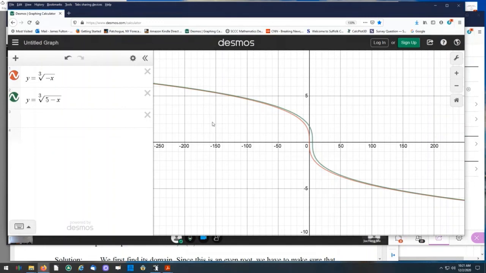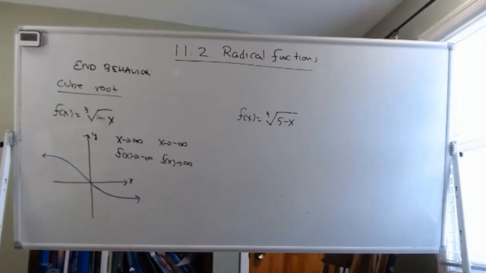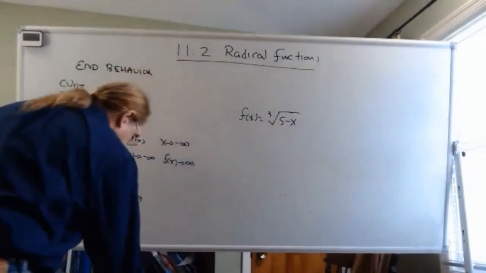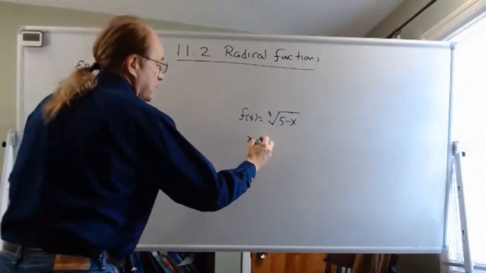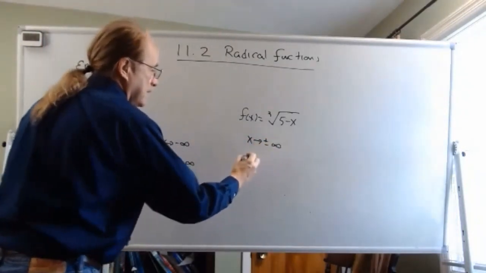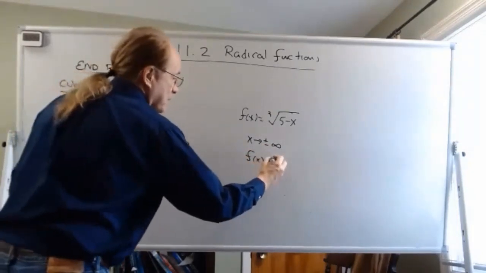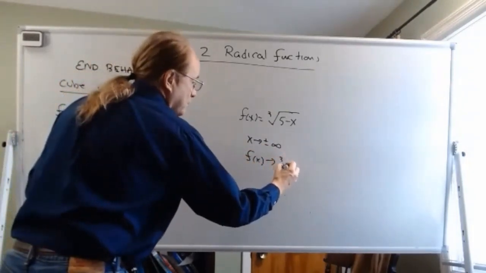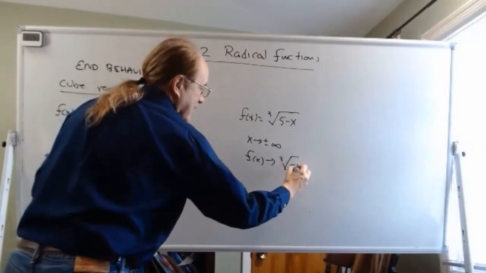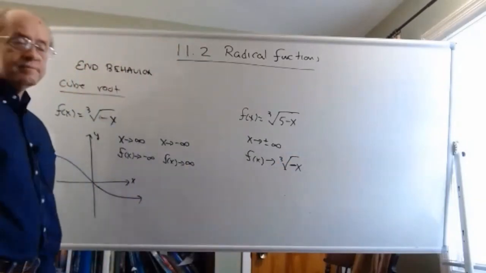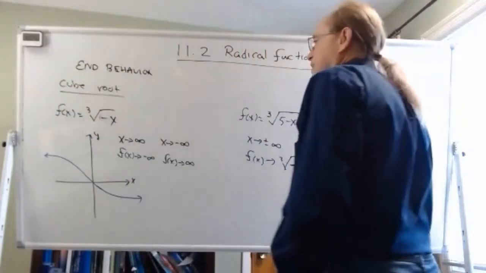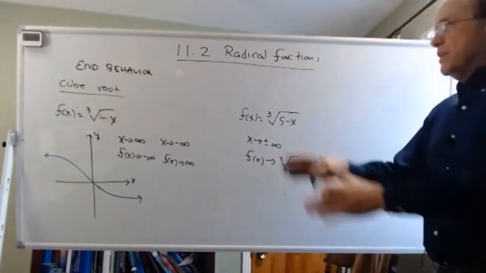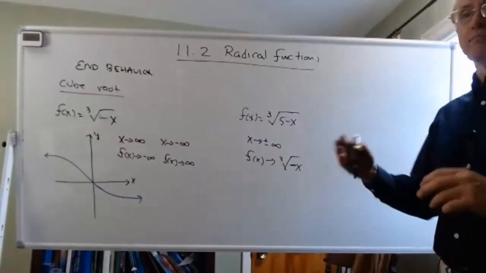So asymptotically, we have the connection: as x goes to plus or minus infinity, the f of x will go to the cube root of the negative of x. So for the odd index over here, you don't have to worry. You can go to plus or minus. Only for the square root do you have problems.